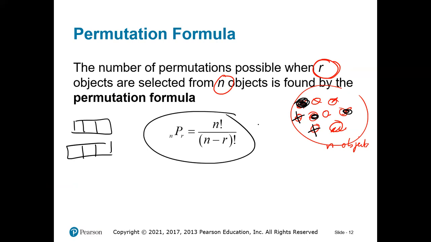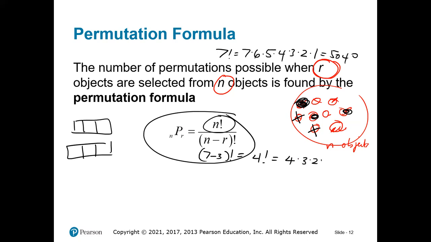Take your number n, the large number, and put the factorial of it. If it was 7, let's say, you put 7 times 6 times 5 times 4 times 3 times 2 times 1, which is 5,040. And then n minus r. Suppose that n is 7 objects and r is 3 objects. It's going to be 7 minus 3 factorial, which is 4 factorial. And what's 4 factorial? It's 4 times 3 times 2 times 1, which is 24. Then you take 5,040 divided by 24.